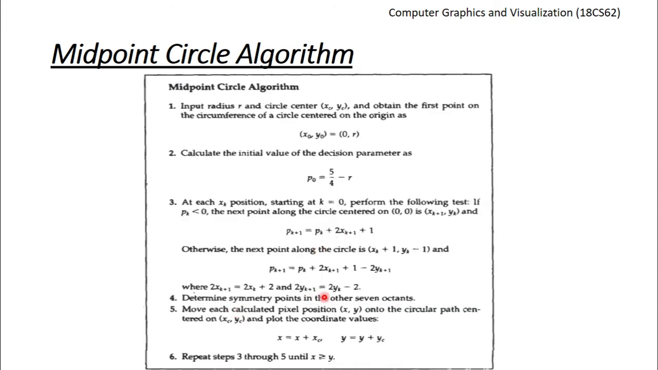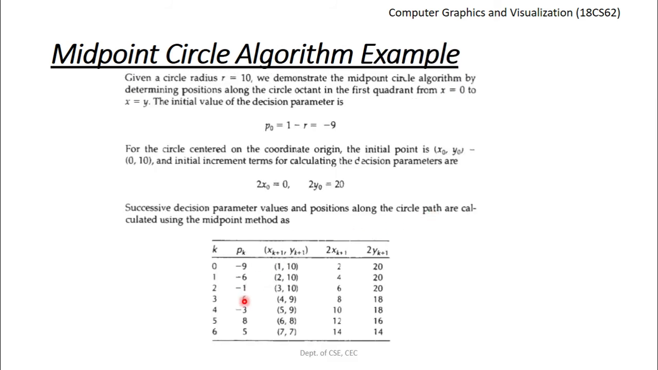Again check here if the value of P4 is negative. Is it negative? Yes, it is. We computed the value of P4 to be minus 3. It is negative. So what do we need to do again? Increment the value of x by 1, retain y as it is. So from 4 to 5 we increment the value of x, and the value of y will be retained as it is.